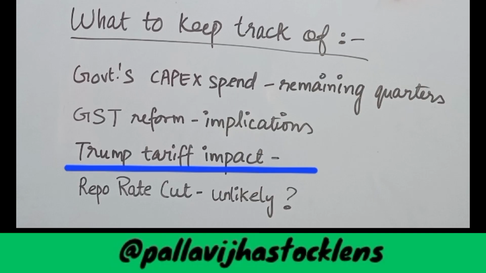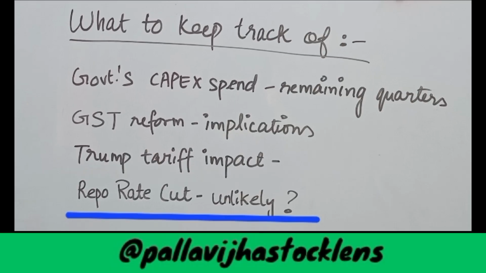Okay. Another factor that we need to watch out for is, in spite of higher public spending, private capex is showing weakness. So that is something that we need to see. And next is the repo rate cut. So experts are of the opinion that a repo rate cut is unlikely because inflation is at its 8-year low in India, and GDP growth is the highest in 5 quarters.